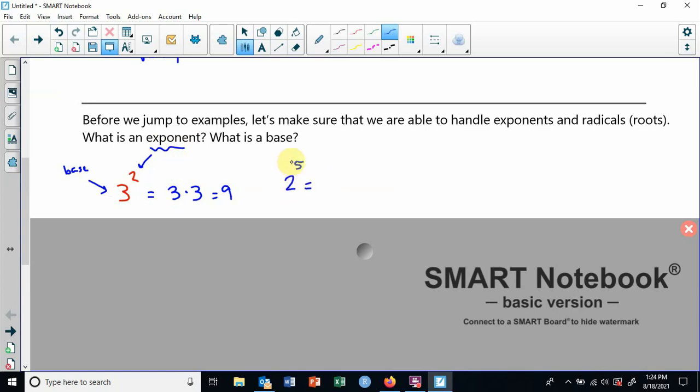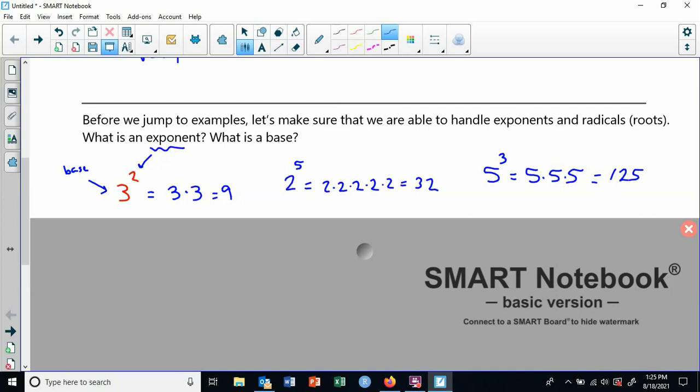I could do something like 2 to the 5th power. Well, that tells me that I have 5 twos being multiplied. 2, 3, 4, 5. So I don't know what that is. 2 times 2 is 4, times 2 is 8, times 2 is 16, times 2 is 32. Or one more example. 5 to the third tells me I have 3 fives being multiplied. So 5 times 5 is 25, times 5 is 125. So you should be able to do those.